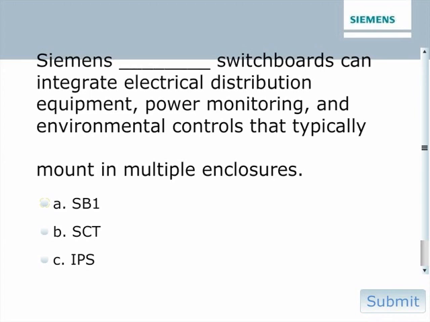Question 18. Siemens blank switchboards can integrate electrical distribution equipment, power monitoring, and environmental controls that typically mount in multiple enclosures. Is it A, SB1, B, SCT, C, IPS, or D, SBS?